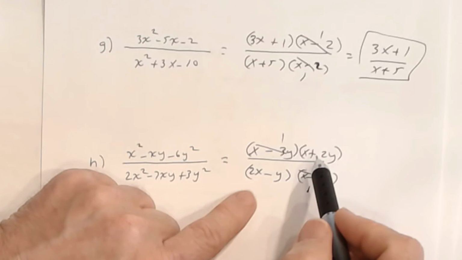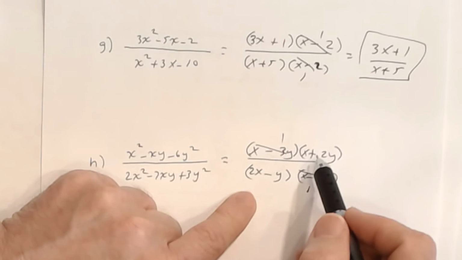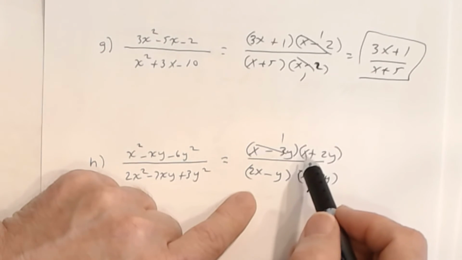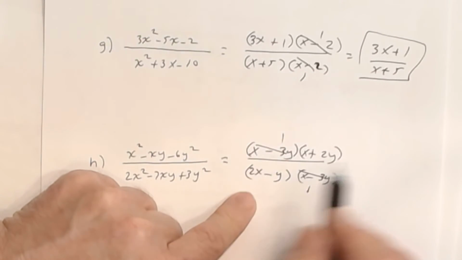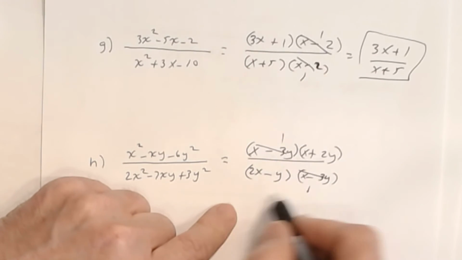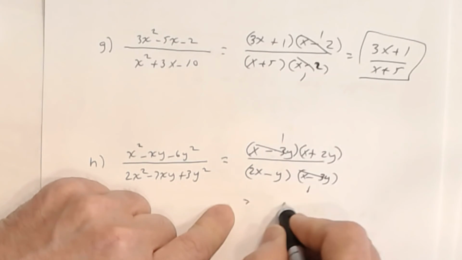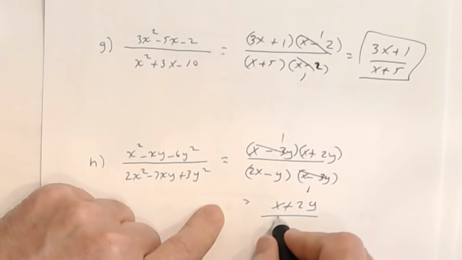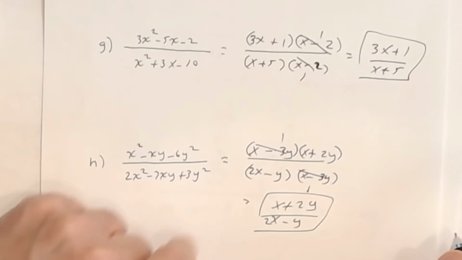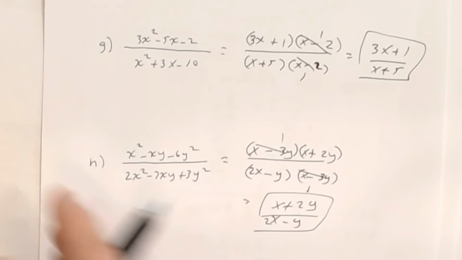Now be careful. Some students seem to think that these are opposites. They're not, because this is an x. The opposite of x is a negative x. There's no negative x down here. Okay, so you can't do anything else. You're done. So the answer is 1 times x plus 2y is x plus 2y, and then 2x minus y times 1 is 2x minus y. And that's your answer.